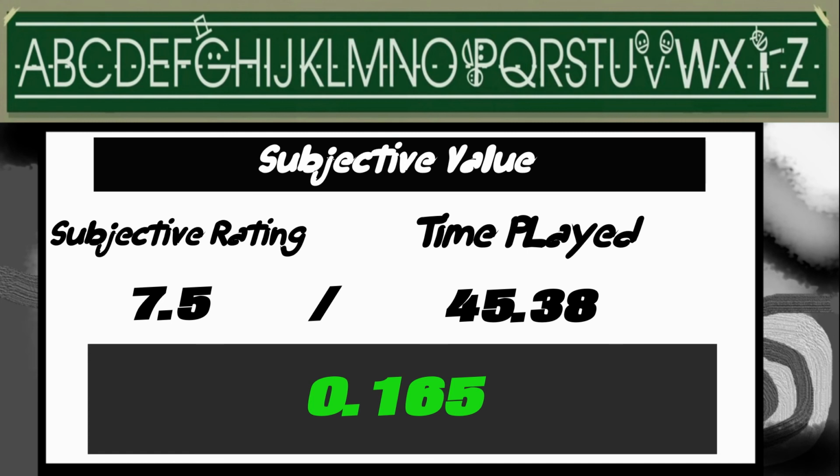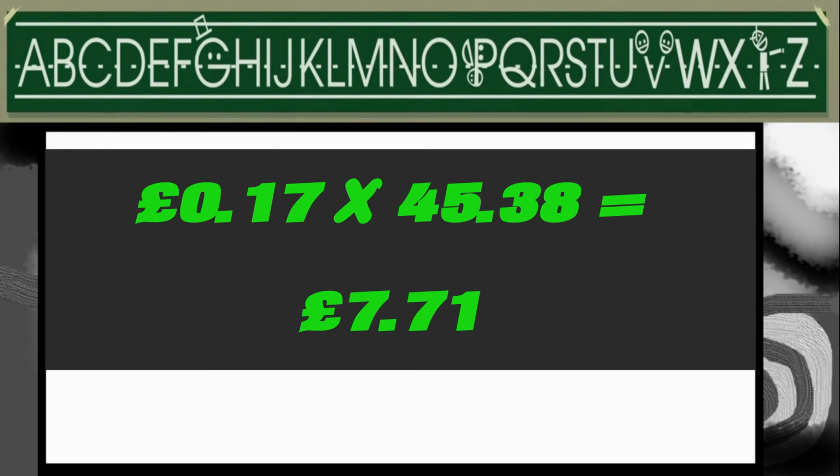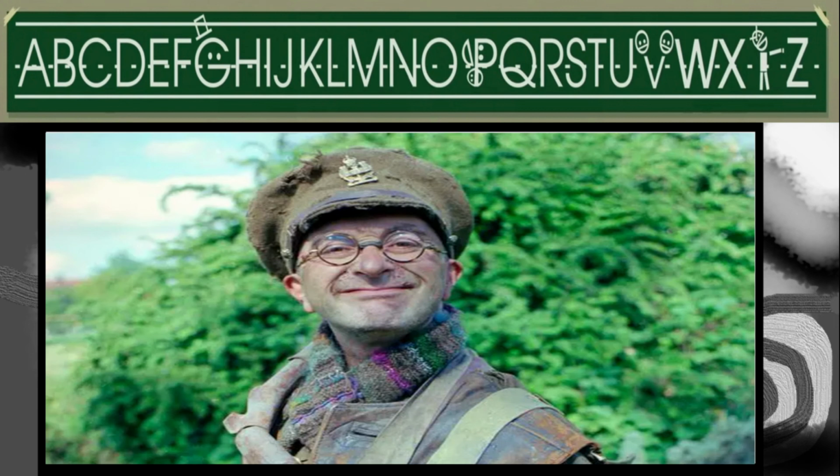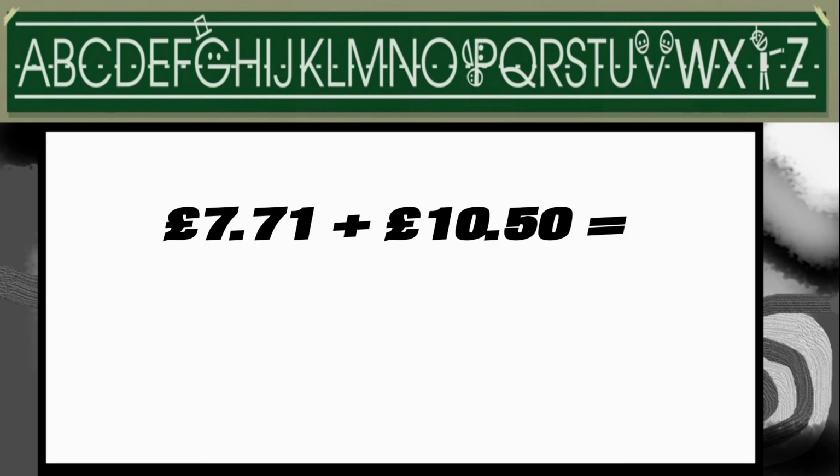0.165. Round that up to 0.17 or 17 pence, then times the 0.17 by time played. So 0.17 times 45.38, that comes to £7.71. This is the added value based on my subjective rating, and it's as simple as that. What we can do now is add £7.71 to what I paid for Dying Light. So £7.71 plus £10.50, £18.21.